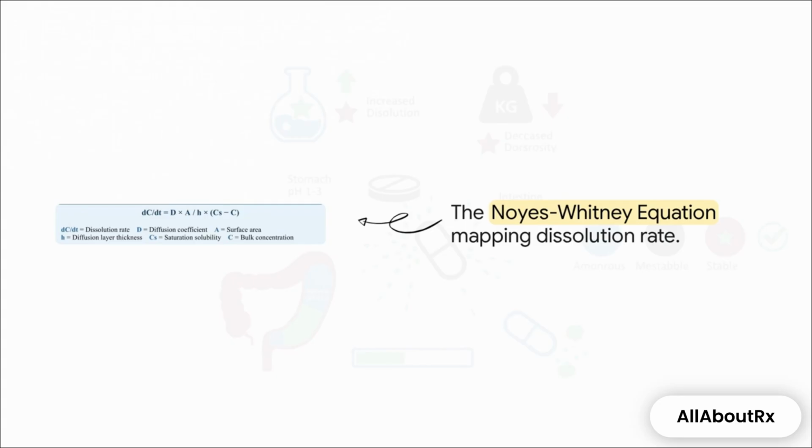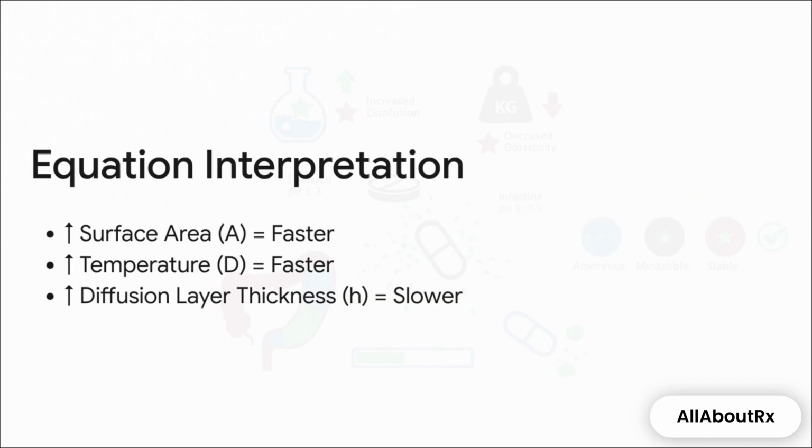Take just a second to mentally process how these variables relate to each other because they completely dictate the speed of the process. The big takeaway here is pretty straightforward. Remember, if you increase the surface area, or you bump up the temperature, which boosts that diffusion coefficient, your dissolution rate increases. It's faster. But on the flip side, if you increase the diffusion layer thickness, maybe from a lack of GI motility, that rate is going to actively slow down.